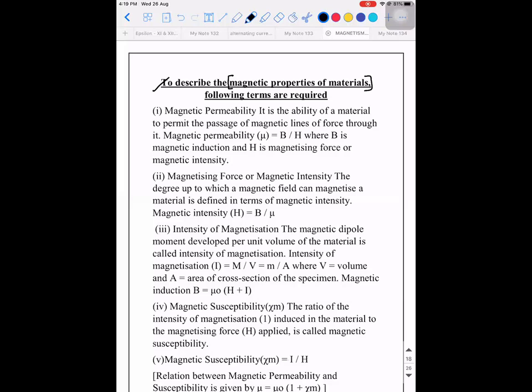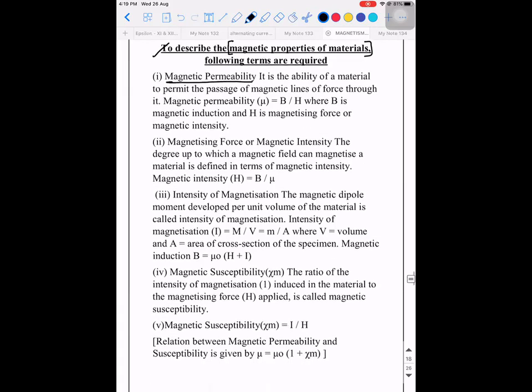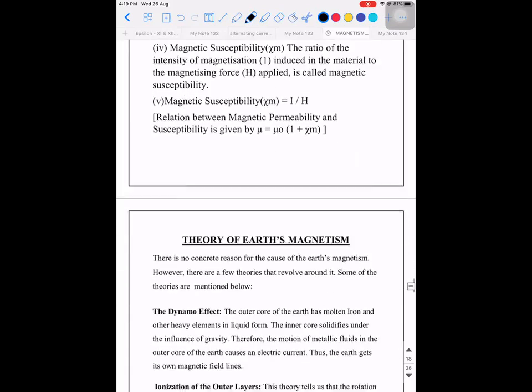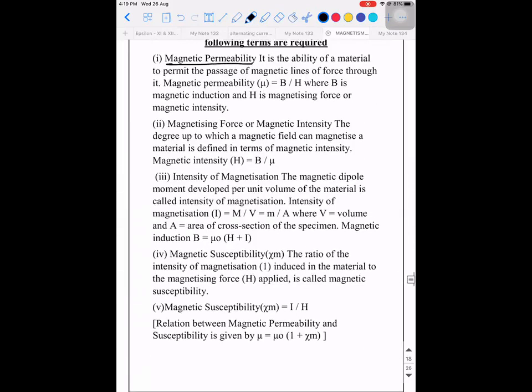The first is called magnetic permeability. Make a note of it. How do you define it? It is the ability of a particular material. The name itself is suggesting it, right? Permeability, the extent to which it will be able to get magnetized. It is the ability of a material to permit the passage of magnetic field.